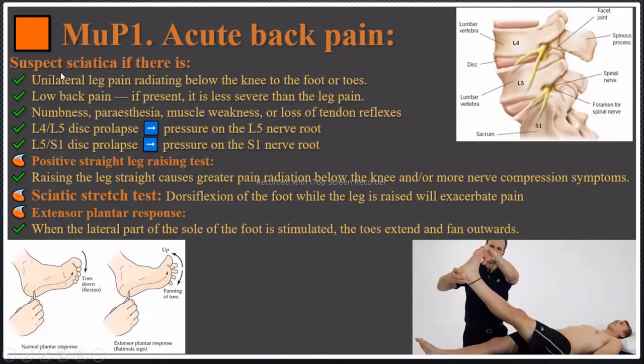So how to suspect sciatica in the scenario? If you find in the scenario the patient has unilateral leg pain radiating below the knee to the foot or toes. But again, don't rule out if bilateral. Okay. Low back pain, if present, is less severe than the leg pain. So the patient has back pain and leg pain. If you ask him which is more, back pain or leg pain, he will say leg pain. I have severe leg pain. He's complaining of leg pain, not back pain.